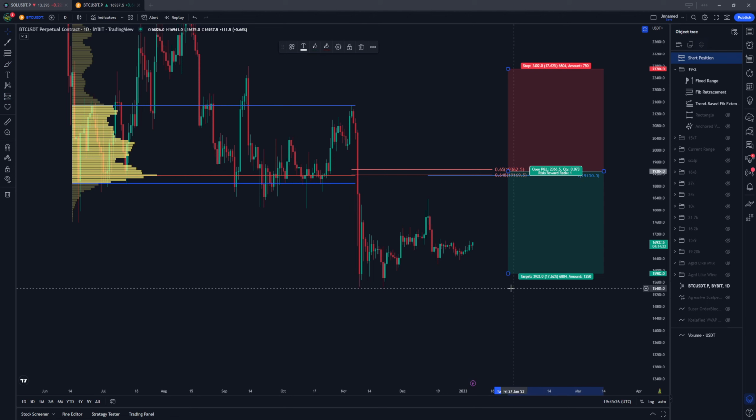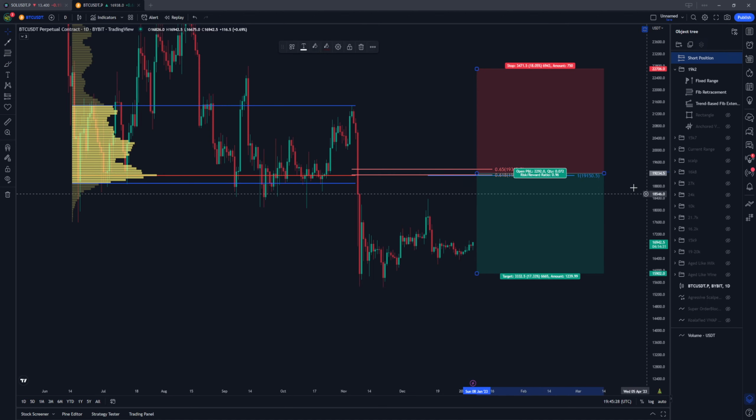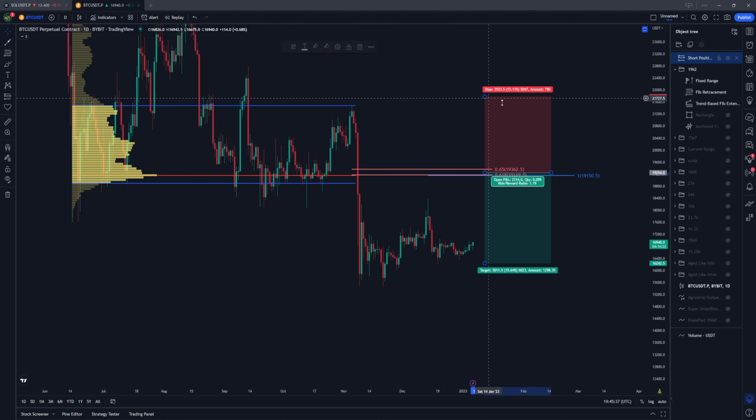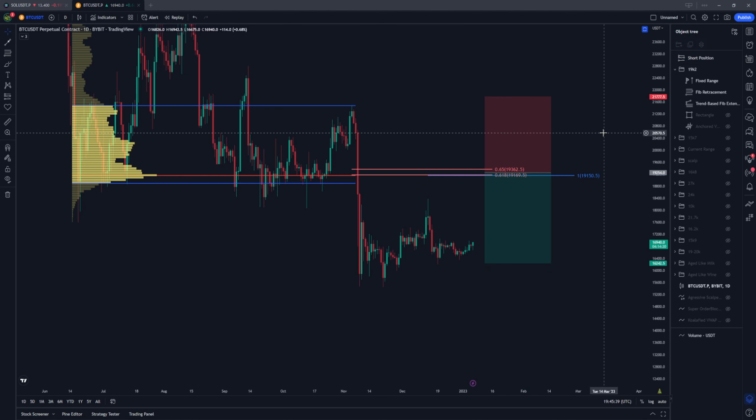So if price comes up here, I'll be looking for a short here, and it's going to be based off the reaction in live time. I'm not just going to set any limit and just leave it. That's just not how I trade. I want to see the reaction as it's happening.